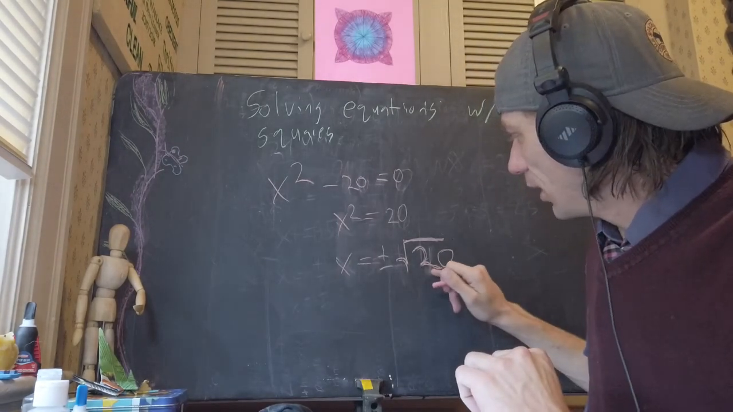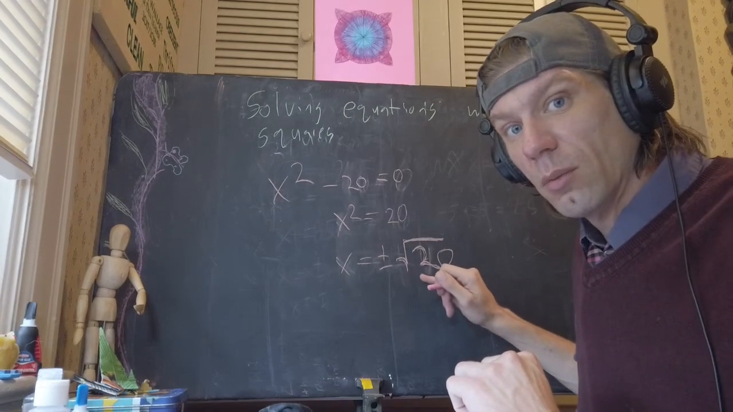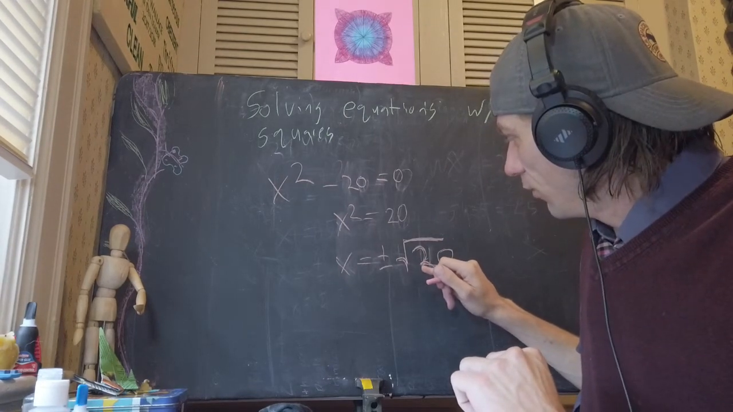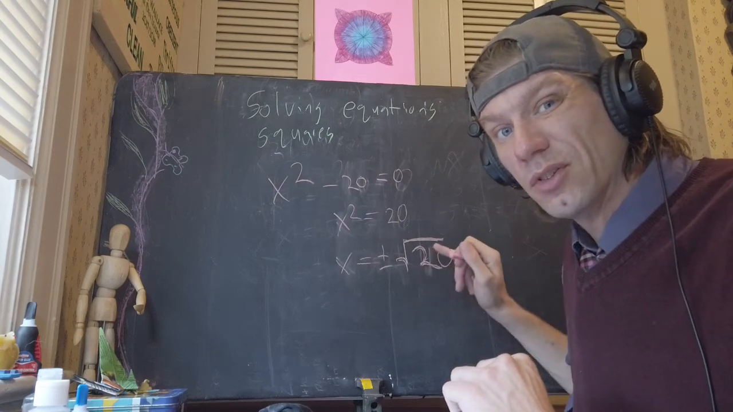Now, if we want to simplify it, there's a couple different ways. I'll have another lesson on that. The factor tree method is the best method. I'm going to skip to the faster method.